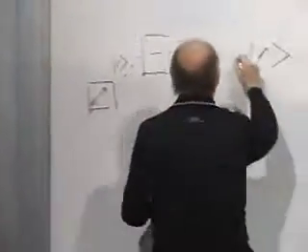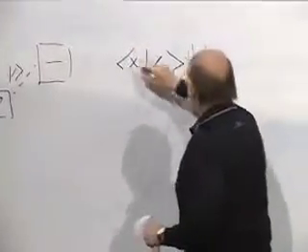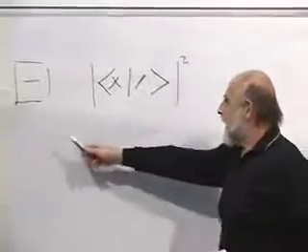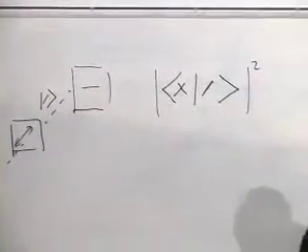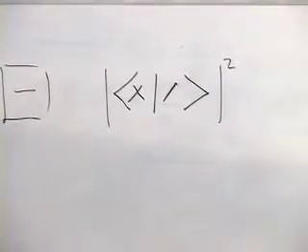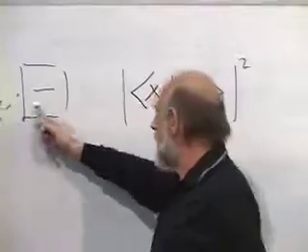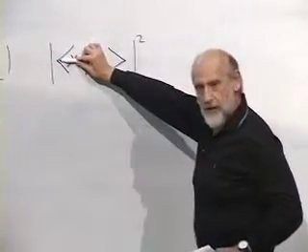So we take the inner product, for example, of this with x, and we square it. That will give us the probability that after having gone through the first polarizer, it also goes through the second polarizer. That's the probability that after going through the first polarizer, it then goes through the second polarizer. We could also draw this x as just a horizontal line here.